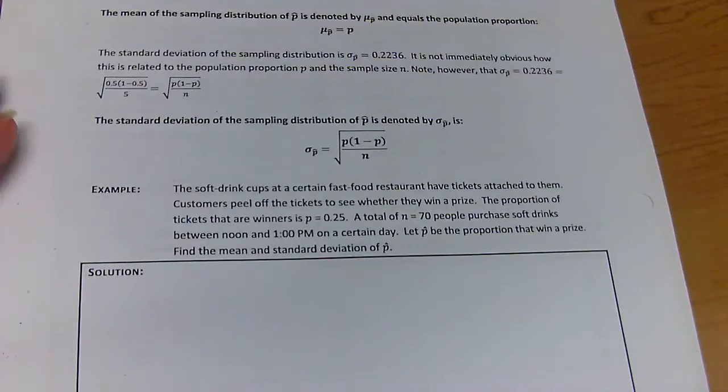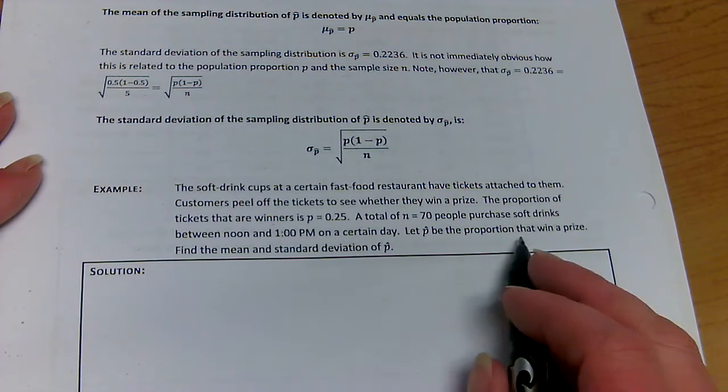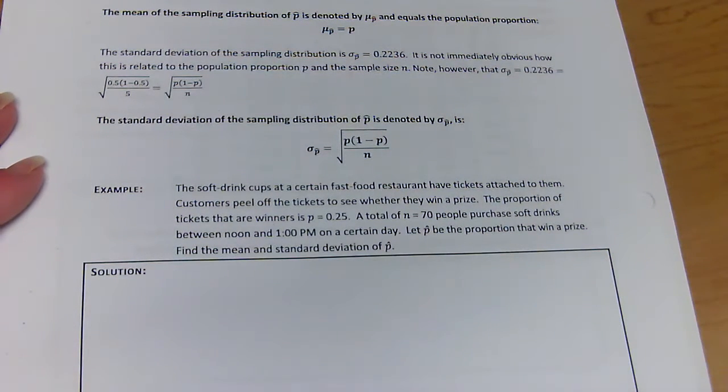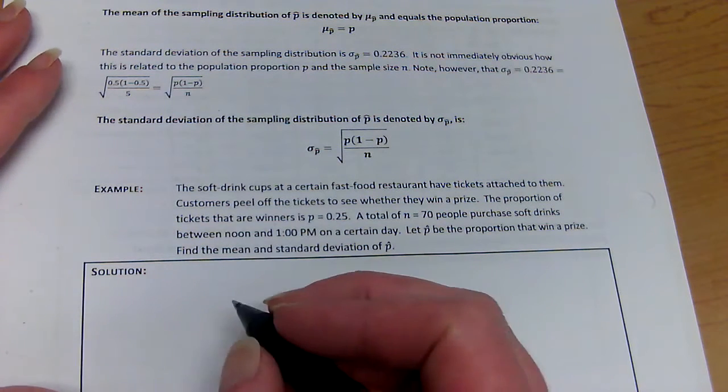The soft drink cups at a certain fast food restaurant have tickets attached to them. Customers peel off the tickets to see whether they win a prize. The proportion of tickets that are winners is 0.25. And let's say we have a total of 70 people purchase soft drinks between noon and 1 on a certain day. P hat is going to be the proportion of that sample that win a prize. What would be the mean and standard deviation of all of those sample proportions if we had lots of samples to look at?